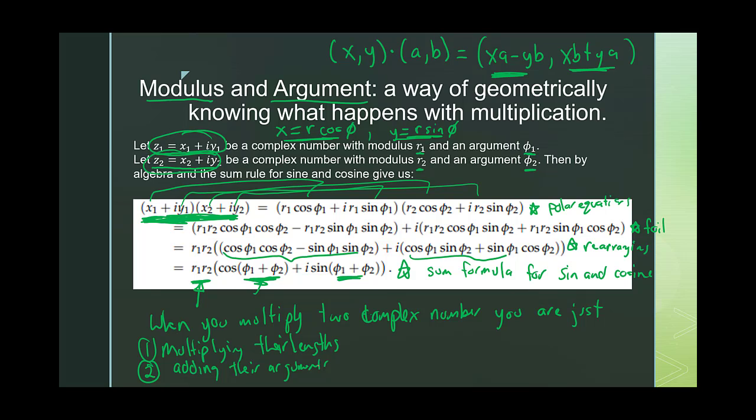Okay, so again, just to summarize, when we're multiplying two complex numbers, notice what we got at the end of our calculation here: r1 times r2, which means all we did was multiply our lengths together. And inside cosine and sine, notice we got phi1 plus phi2, which just means that we added their arguments. So this is a way of giving you a geometrical interpretation of what happens with multiplication. Basically, if you multiply two complex numbers, you just consider the complex number where you've multiplied the lengths and added their arguments, and boom, you're good to go.